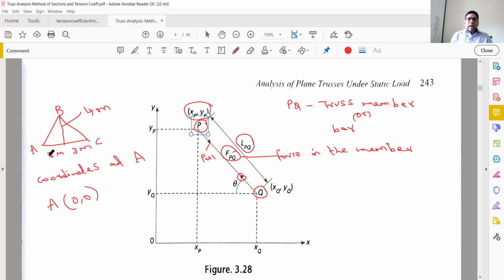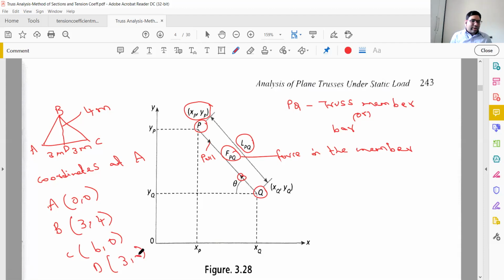Now at B, in the X direction it is moved by 3 meters and in the Y direction it is 0. So 3, comma 0. What is C then? Oh, sorry, I have written it wrong. So this is B here, and this is D. So B is X3, Y4. C is X6, Y0. And D is X3, Y0.